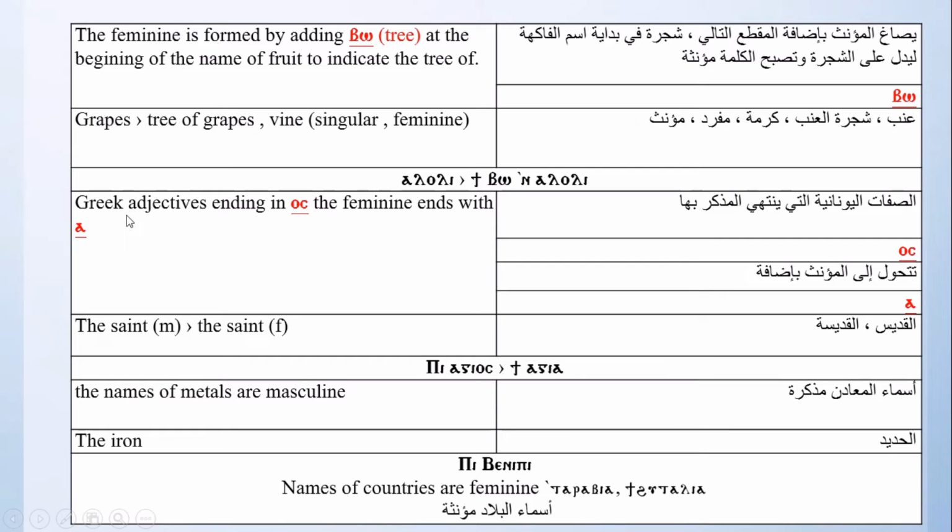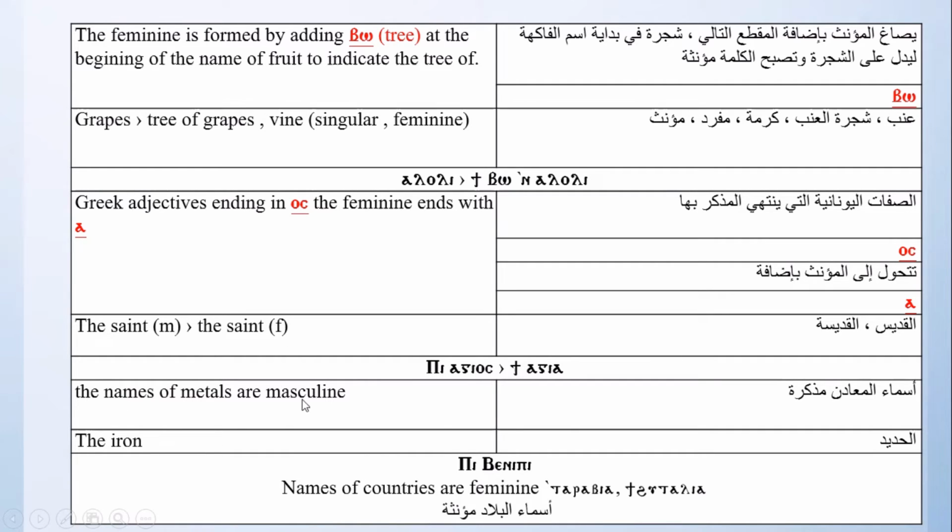For example, we have here the Greek words which end with os, omega, sigma. The feminine ends with alpha. We have the word Piagios, the saint, and T. Agaya, the saint in the feminine.